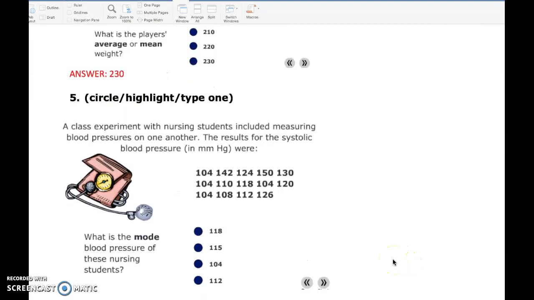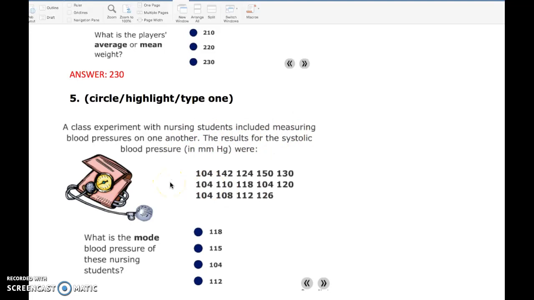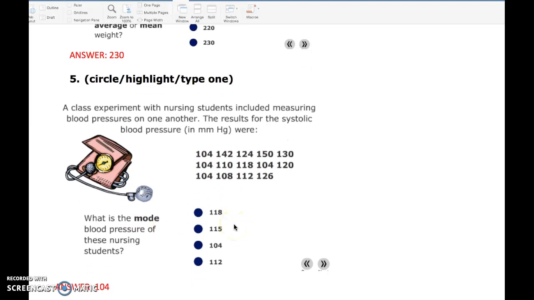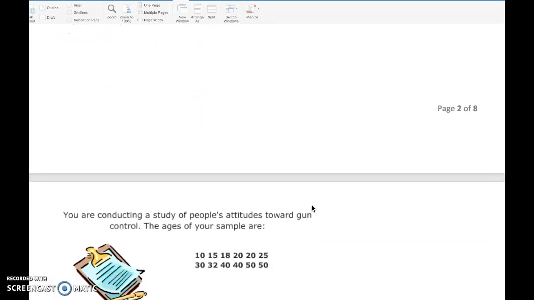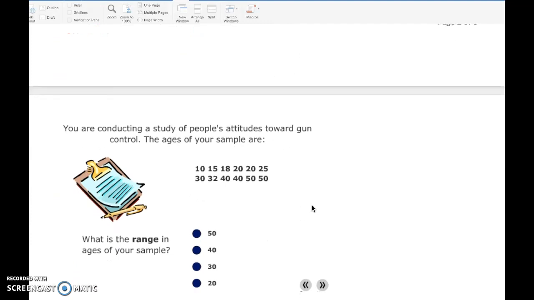Okay, a class experiment with nursing students included measuring blood pressures on one another. The results for the systolic blood pressure were these amounts. What is the mode blood pressure in the students? It is 104. Okay, it's the most frequently occurring observation. So 104, 104, 104, 104. You see them all over here. So it's the one we see the most. That's what the mode is. The mode tells us all kinds of stuff about the data. More on that later.